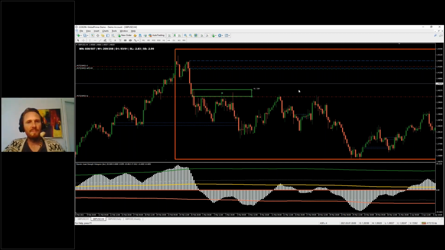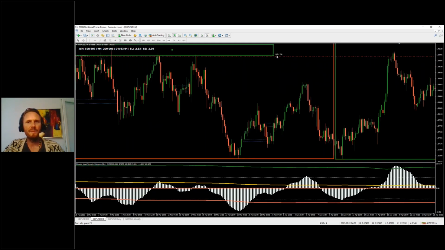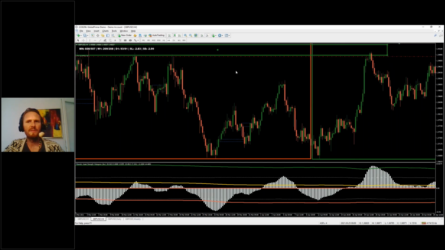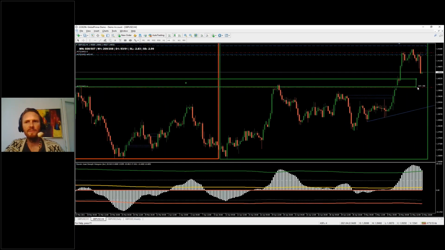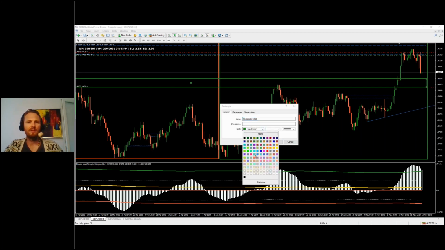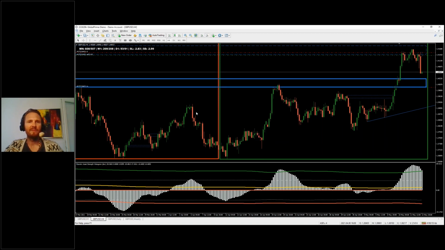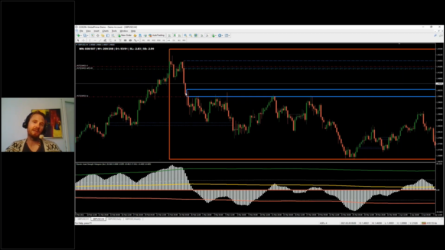Actually, it won't manage that now because I switched it off, so I'll have to do it manually. We'll have to move it all the way over. Okay. We'll change this color here to, I don't know, Dodger blue, so we have a different color. Okay, cool. So this is the sell side.